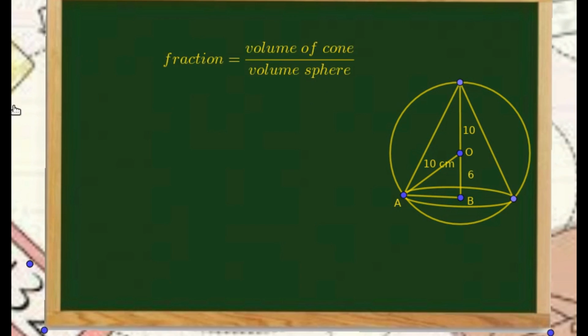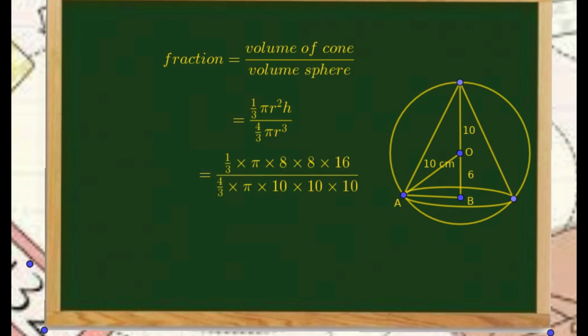The fraction is the volume of the cone divided by the volume of the sphere. What is the volume of the cone? Volume of cone equals 1 by 3 pi r square h, and the volume of the sphere is 4 by 3 pi r cube. Then you substitute the values: 1 by 3 pi into 8 into 8 into 16, divided by 4 by 3 pi into 10 into 10 into 10.